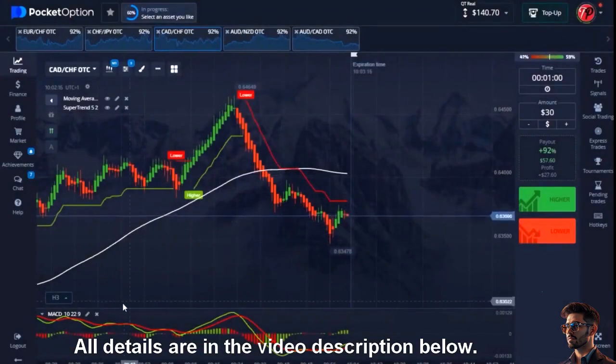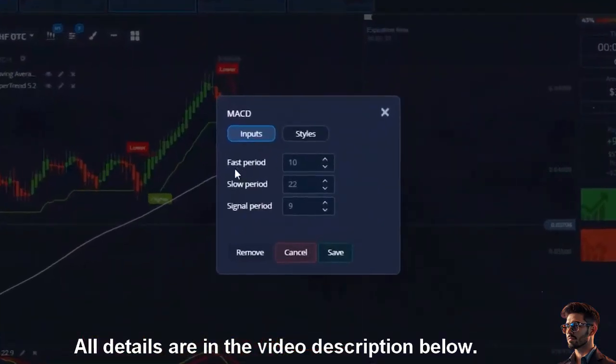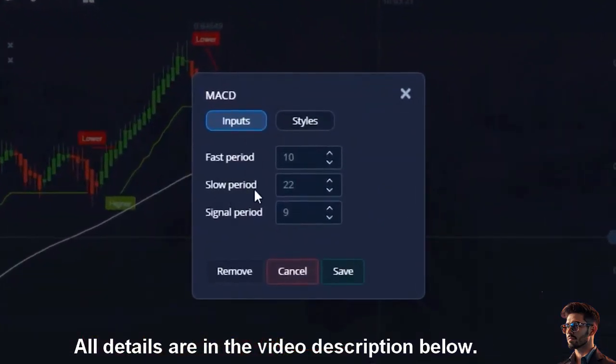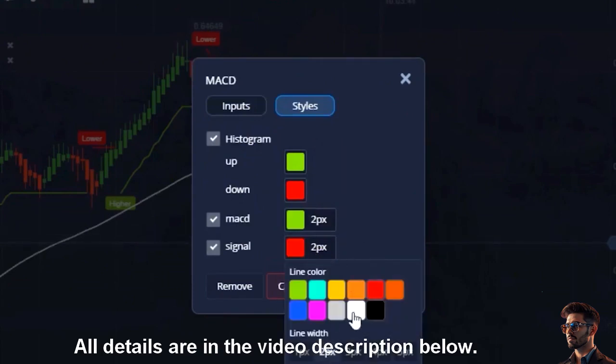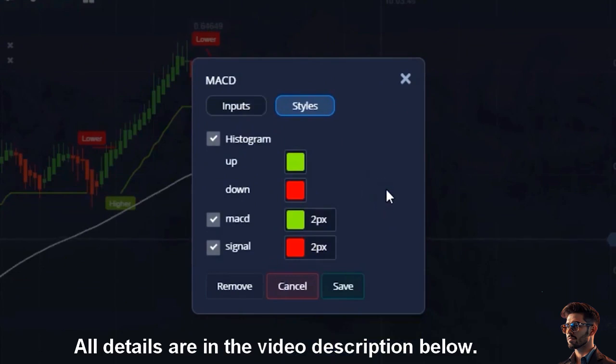The last indicator is MACD with a fast period of 10. The slow period is 22, while the signal period is 9. On the Style part here, make sure I set the MACD line to 2 pixels, and the same thing on the signal line here, 2 pixels. So when you're done, you hit save.